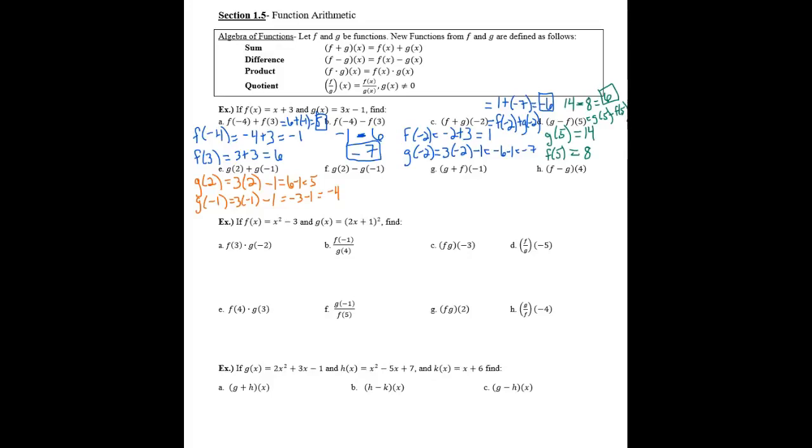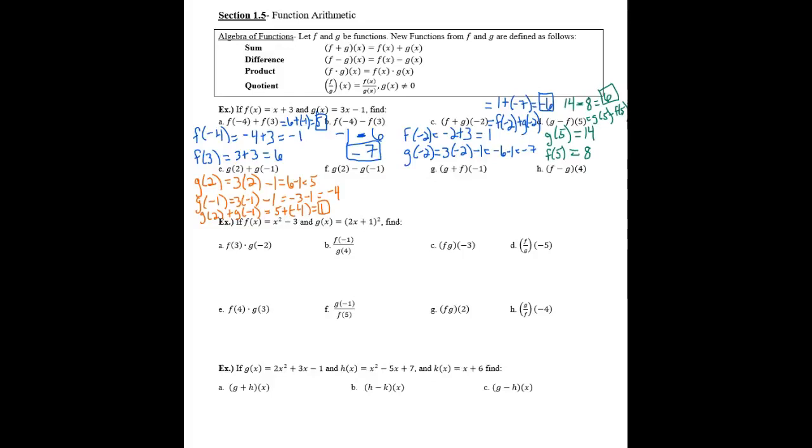Now we need to do the addition. So G of 2 plus G of -1 is the same thing as what we found for each of those. So 5 plus -4 will give me +1 for the final answer. So there's part E. Should end up being +1.